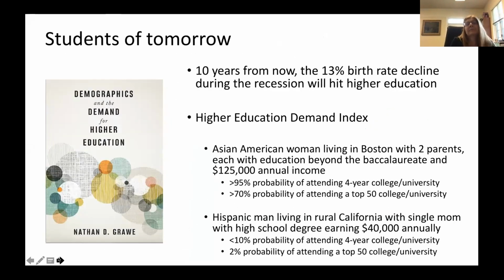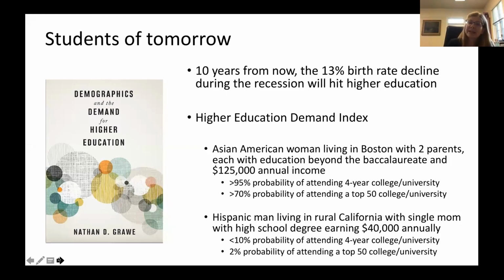So I'm going to start not looking back. We'll do that in a few minutes, but I want to look ahead, because if we're preparing students, we need to think about who our students are going to be in the next decade and make sure we're ready for those students. So during the recession, we had a 13% reduction in birth rate. So 10 years from now, there's going to be a smaller population of students going to college.